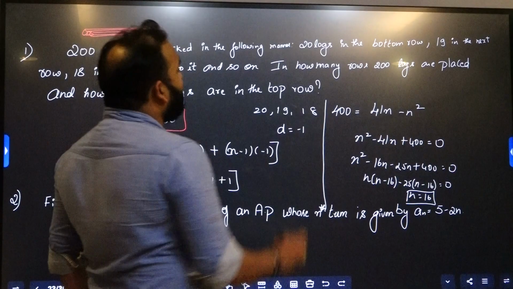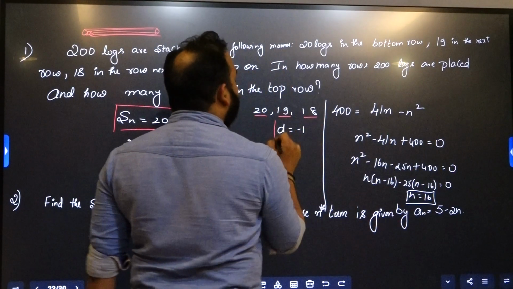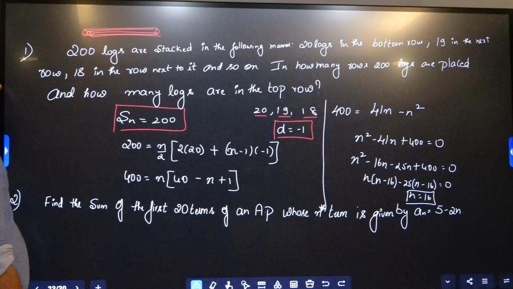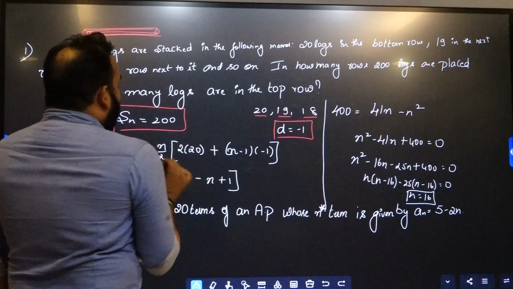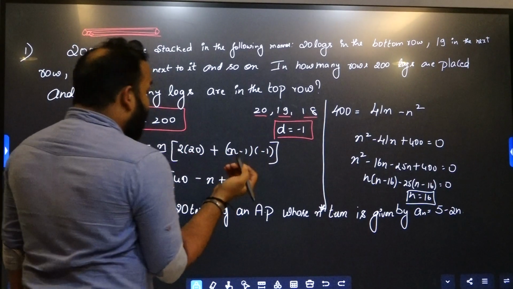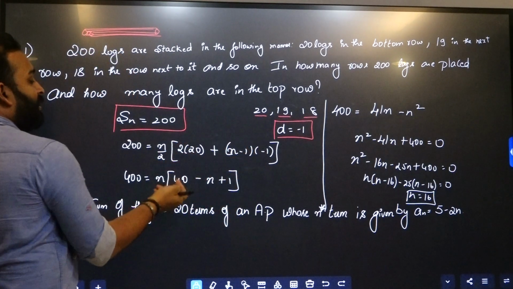So its sequence comes like this: 20, 19, 18, 17. It continues. If you see common difference, 19 minus 20, that becomes minus 1 because it keeps decreasing. Sn formula we have already. 200 is equal to n by 2 into 2 into 20 plus n minus 1 into minus 1. If you simplify, multiply minus n plus 1, it becomes 2 into 20 is 40.